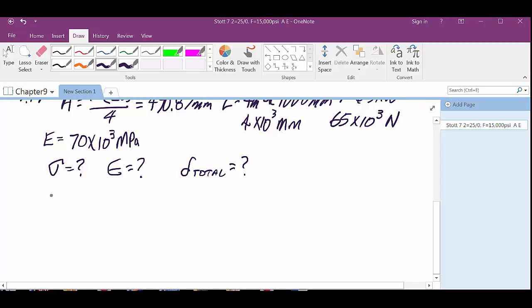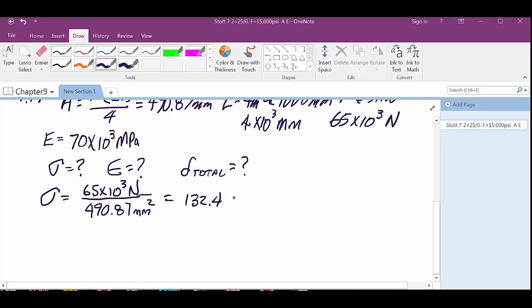For A, we want to find the stress, and that's going to be the force, which is 65 times 10 to the third newtons divided by the area, which we said was 490.87 millimeters squared, as opposed to inches squared. Caught me. Thank you for catching me. That's it. That's all you have to do on this one. It's almost scary. It's too easy, huh?